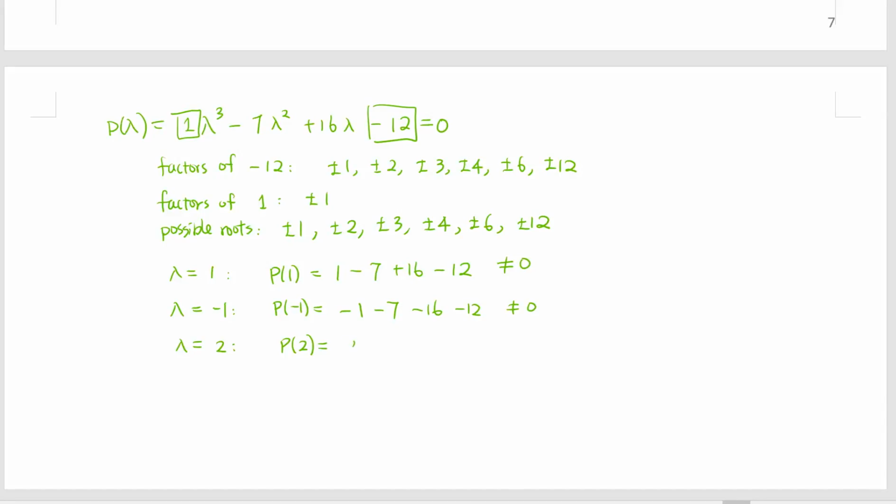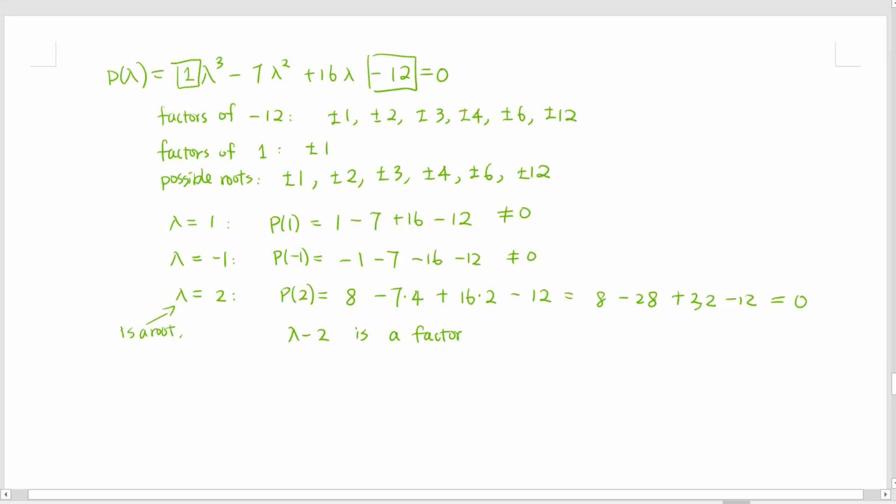So 2 cubed is 8, minus 7 times 4, plus 16 times 2, minus 12. That is 8 minus 28 plus 32 minus 12. That's negative 20 plus 20. Oh, yay! We get 0. So lambda equals 2 is a root. That means lambda minus 2 is a factor. And then, good, let's use long division.